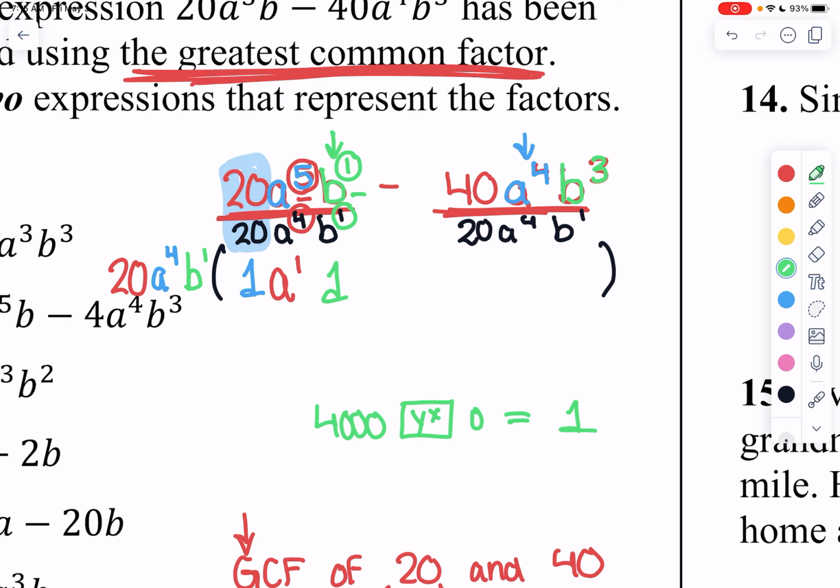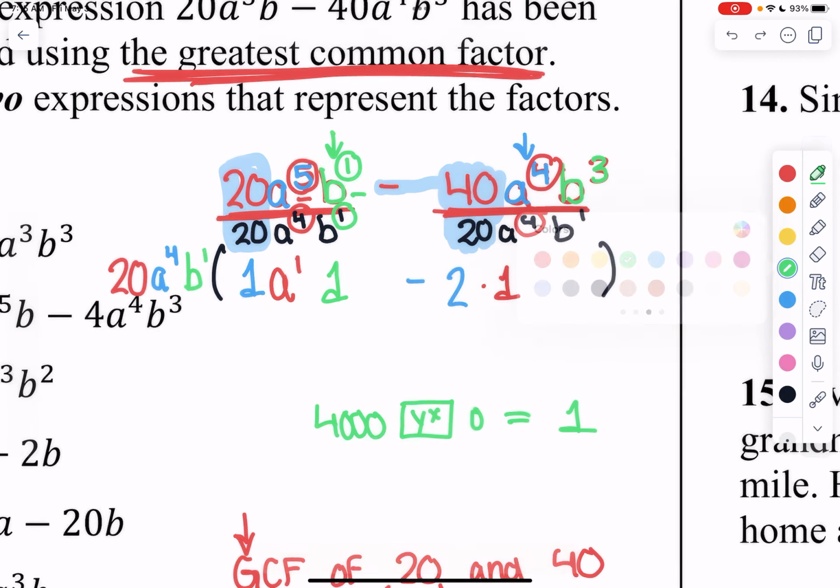On the right side, we are going to divide negative 40, a little ugly, divided by 20. Negative 40 divided by 20 is negative 2. Next, I have a to the power of 4 over a to the power of 4. Just like b to the power of 1 divided by b to the power of 1, these are going to just become 1 because they cancel each other out, right? And then b to the power of 3 over b to the power of 1, drop the base and subtract my exponents. 3 minus 1 is 2.